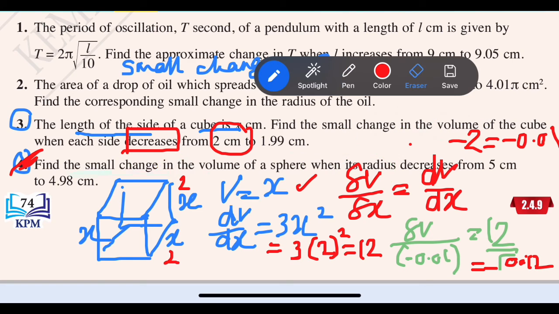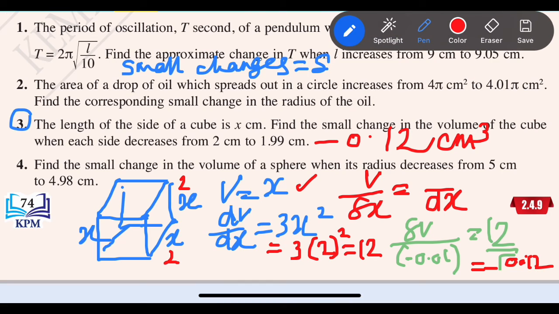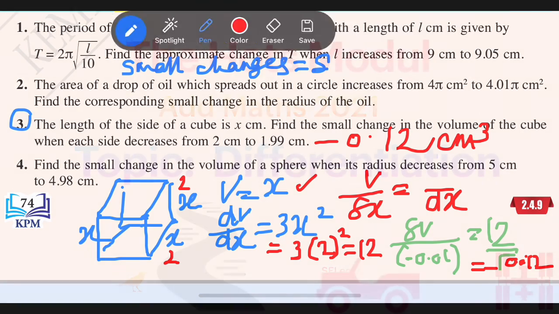It's simple, right? Most important is you must be aware that you have to choose the original value for the differentiation.